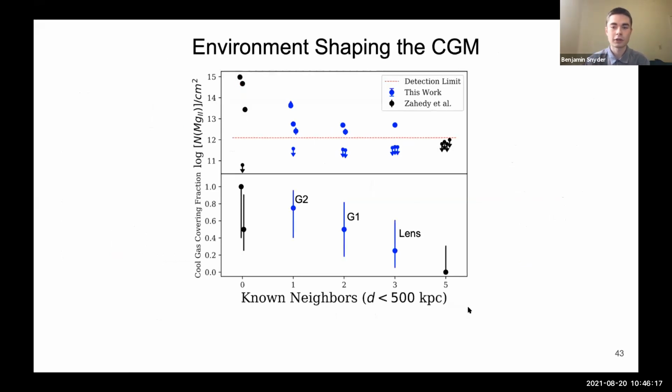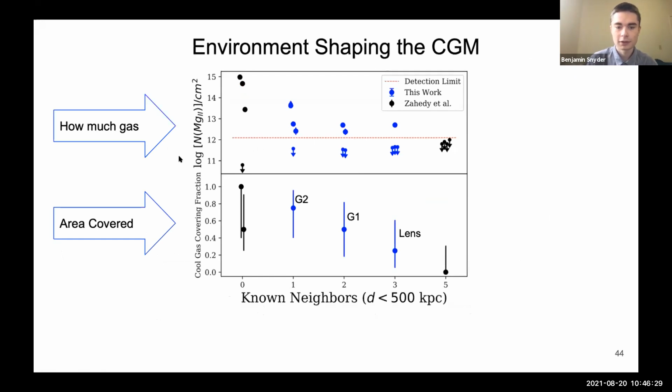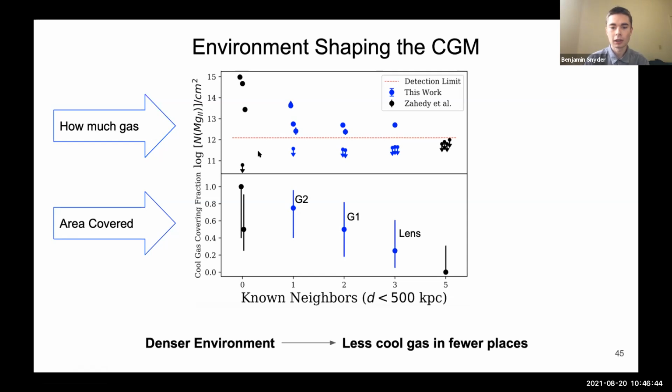And then as far as the environment shaping the CGM, on the x-axis here, we have quantified the environment as the number of known neighbors within 500 kiloparsecs. The top panel is the column density of magnesium-2, which is essentially telling us how much cool gas we find. And then the bottom panel is the covering fraction that I mentioned earlier. So how much area this gas covers. And we see downward trends in both of these plots. So the denser the environment, we see less cool gas, and we see it in fewer places.